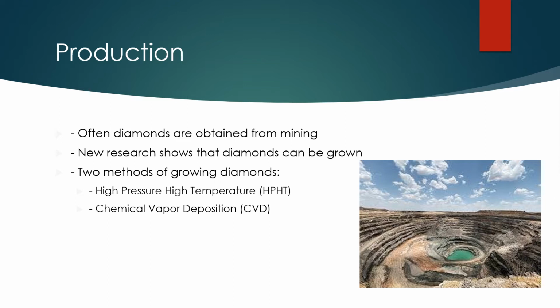And there's 2 ways that they know how to do this currently. The first is called high pressure, high temperature, abbreviated HPHT, and that is a rarely used method for growing diamonds. The more often used method is chemical vapor deposition, abbreviated CVD.